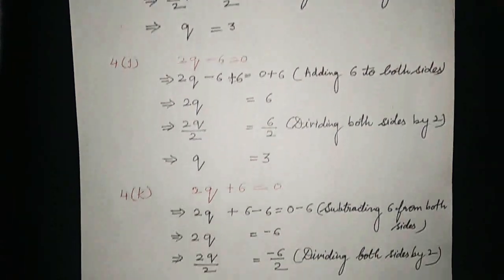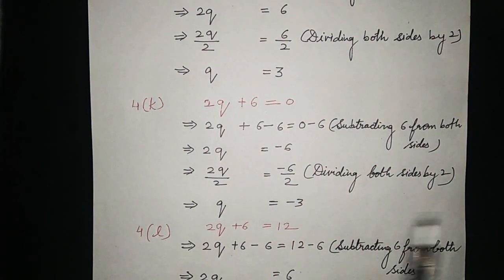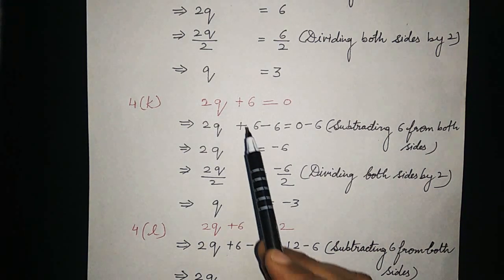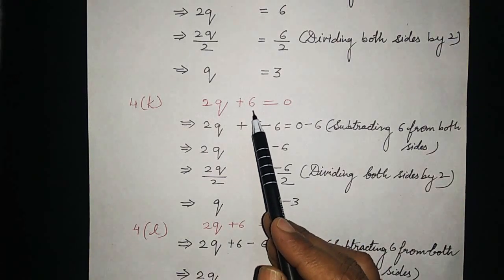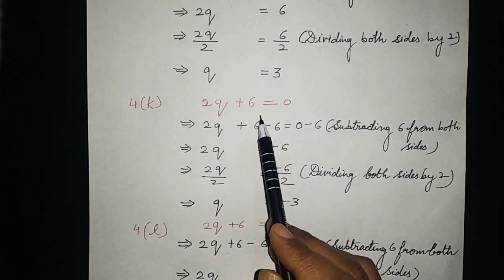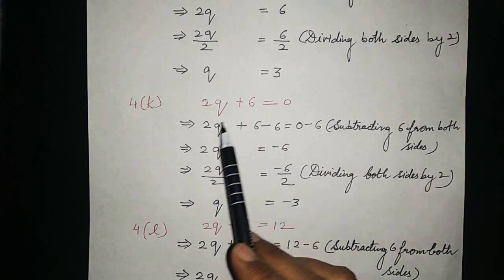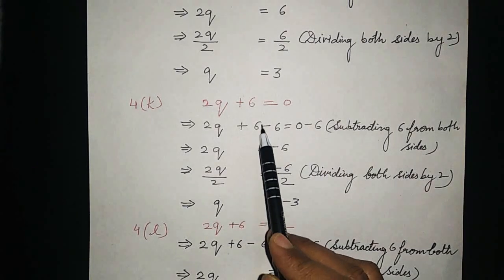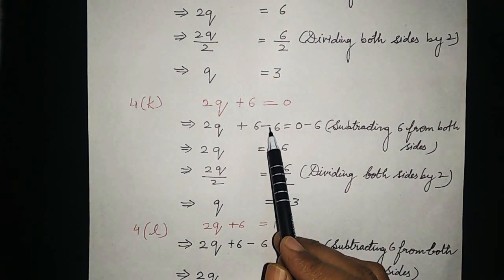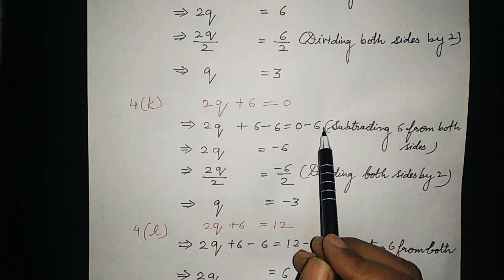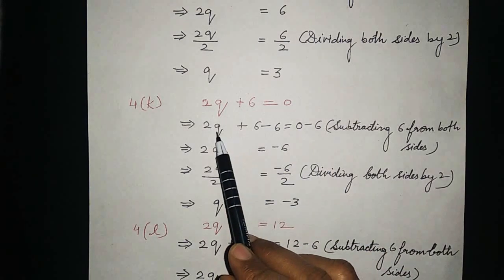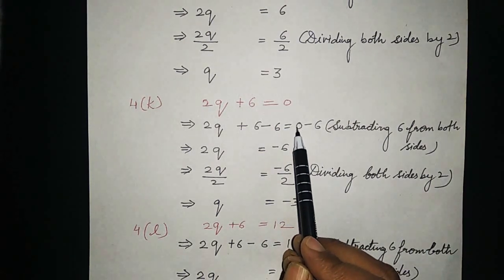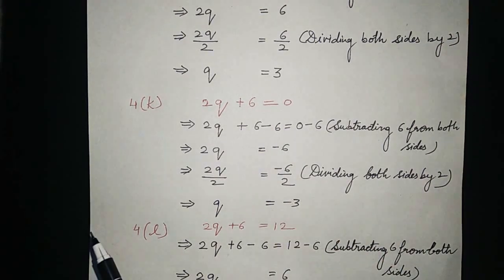Now see the K part of the question. K part of the question is 2q plus 6 is equal to 0. So I think it is clear what you have to do now. Here plus 6, so we have to subtract 6 from both the sides. So here 2q plus 6 minus 6 is equal to 0 minus 6.